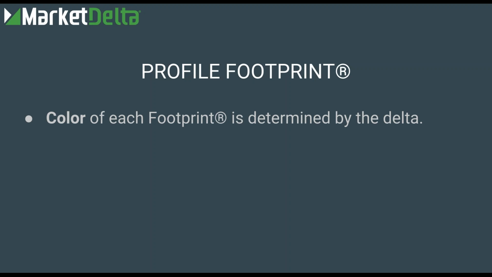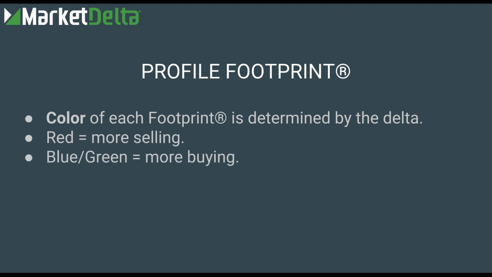Color of each footprint is determined by the delta. So on the profile footprint, it's a vertical volume distribution. The color of each cell or footprint, that is determined by the delta. So if it's red, it's a negative delta, or more aggressive selling at that price. If it's green or blue, depending on which one you chose, that's a positive delta and represents more aggressive buying.